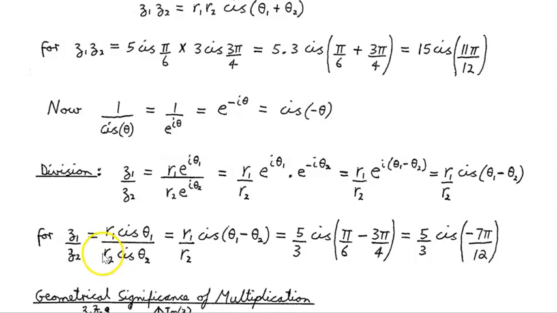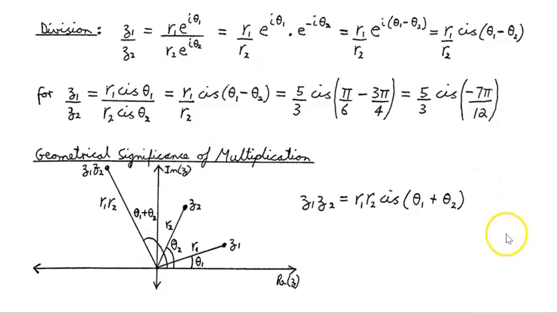So thinking of the two examples we had at the top of the page, Z1 and Z2, we have R1 cis theta 1, R2 cis theta 2. This is the division of them. R1 on R2 cis theta 1 minus theta 2, so 5 on 3 times cis pi on 6 minus 3 pi on 4, which is 5 on 3 times cis minus 7 pi on 12. And again, that's in that 0 to minus pi range. Okay, let's just have a look.